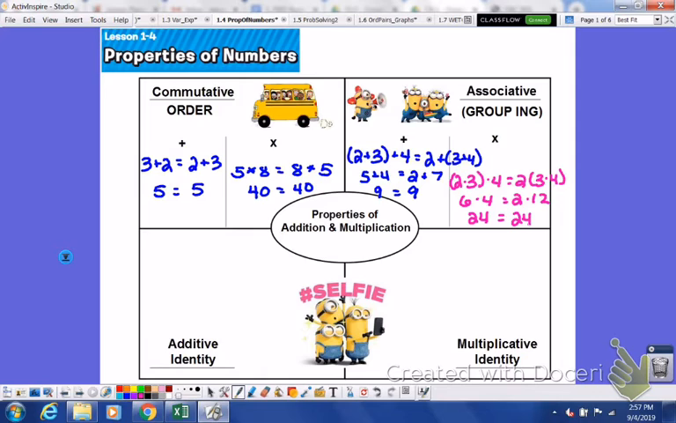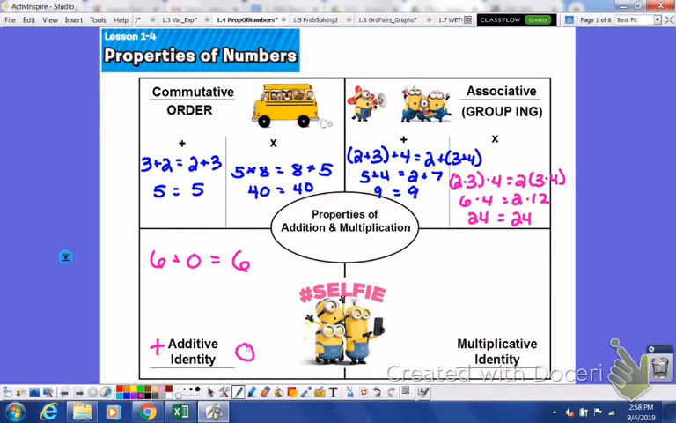Then at the bottom we have our identities. Your additive identity. I want you to think about identity meaning yourself. So what could I add to 6 in order for it to stay 6? Well, you would be adding a 0. So our additive identity means we add 0.